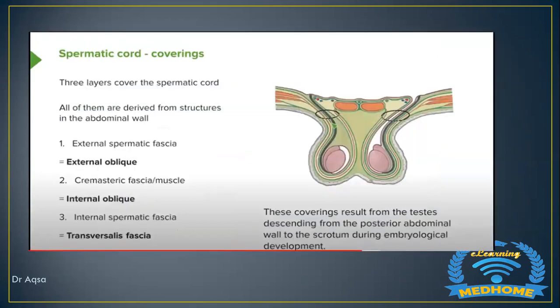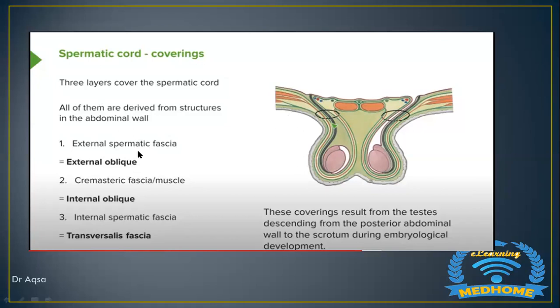Now, what is the spermatic cord and what are the layers of the spermatic cord? So there are 3 layers of the spermatic cord. All of them are derived from the structures in the abdominal wall. If you look here, this whole is the spermatic cord, and these are the 3 layers of the spermatic cord. So we have the external spermatic fascia, we have the cremasteric fascia, and we have the internal spermatic fascia.